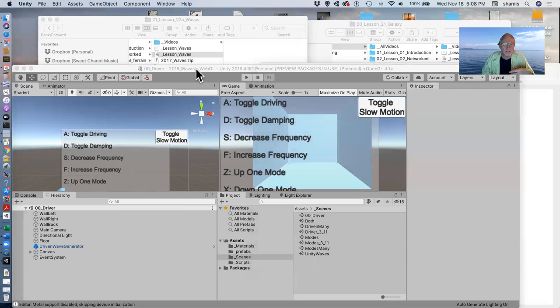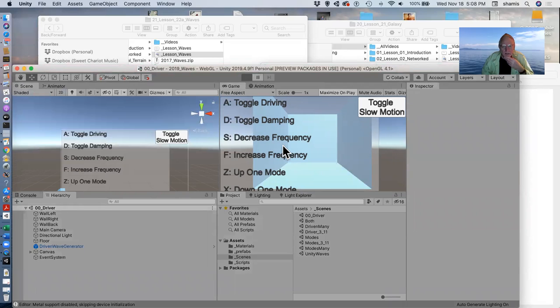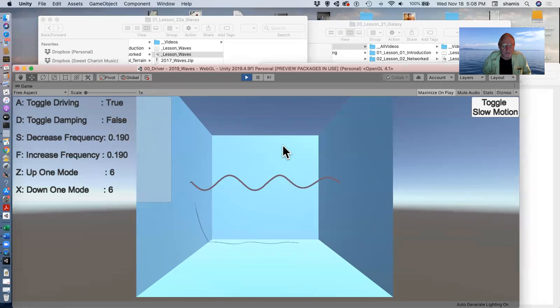So let me show you what this looks like. First of all, I have a little program here that drives these things. And let me turn on damping so that it settles down here to stop. And I'm going to turn on the slow motion. And now I'm going to turn off the damping and turn back on the driving. And what you'll see is a wave that progresses from the left to the right. It's being driven by this little movement right here. This is what's driving it.